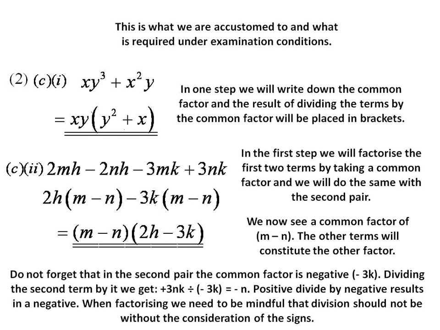Dividing the second term by it, we'll get 3nk divided by negative 3k. Positive divided by negative is negative. When factorizing, we need to be mindful that division should not be without the consideration of signs.